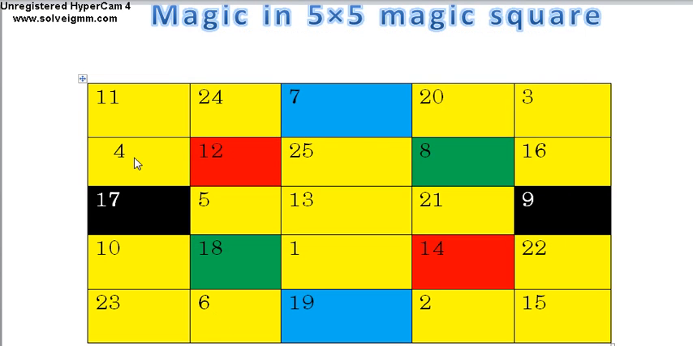And second row first column cell 4 and fifth column fourth row cell 22. The sum of these two cells is also 26. And the first column fourth row cell 10 and fifth column second row cell 16. The sum of these two cells is 26.